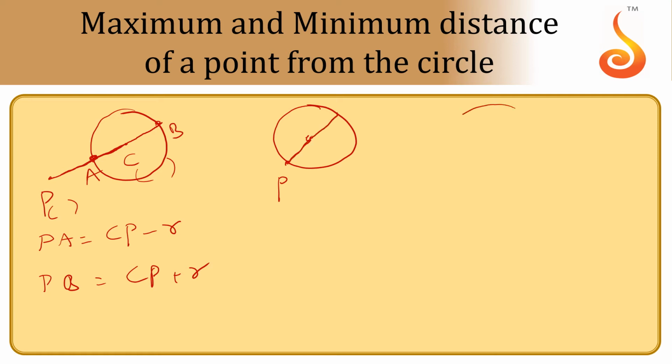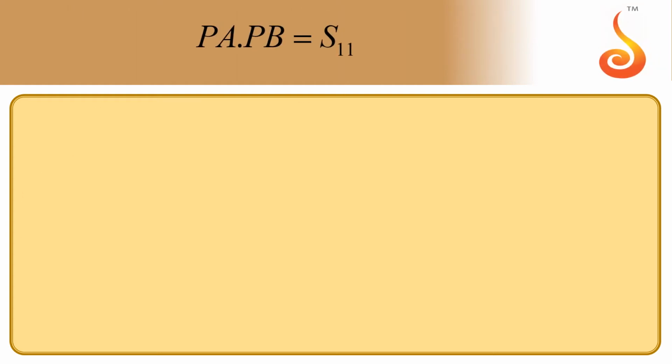If the point lies inside, then you just join the diameter through CP. So minimum will be PA, maximum will be PB. So using radius and CP distances, you can find. So PA into PB equal to S1.